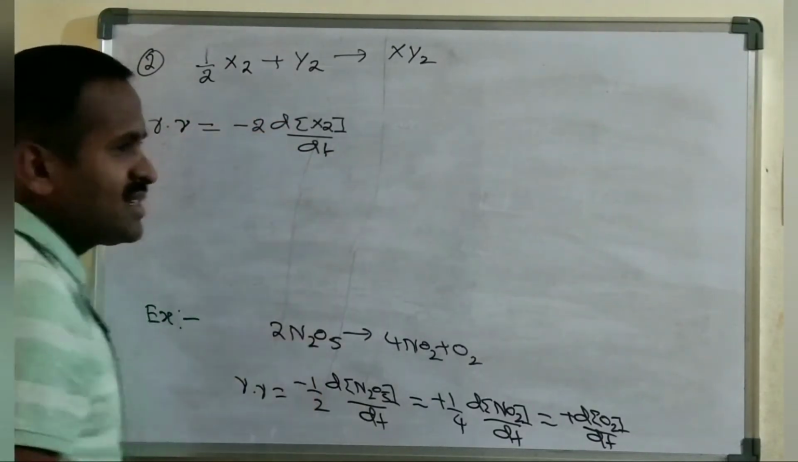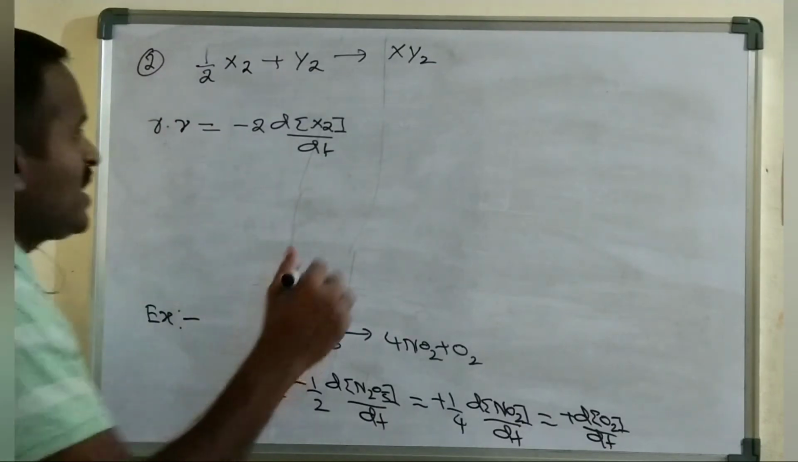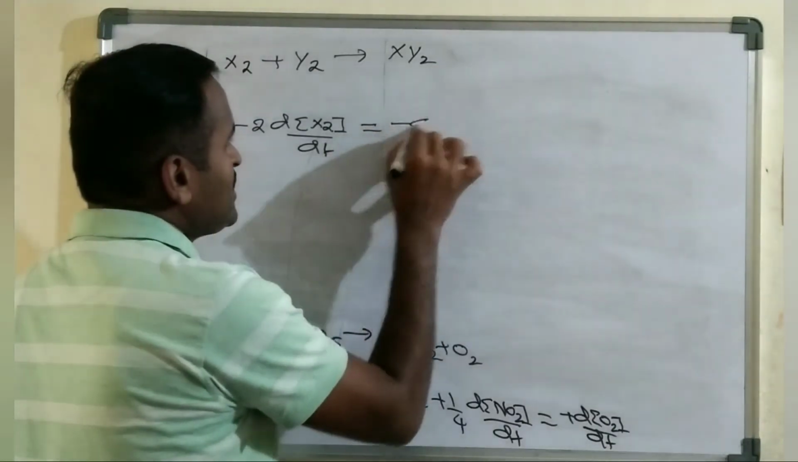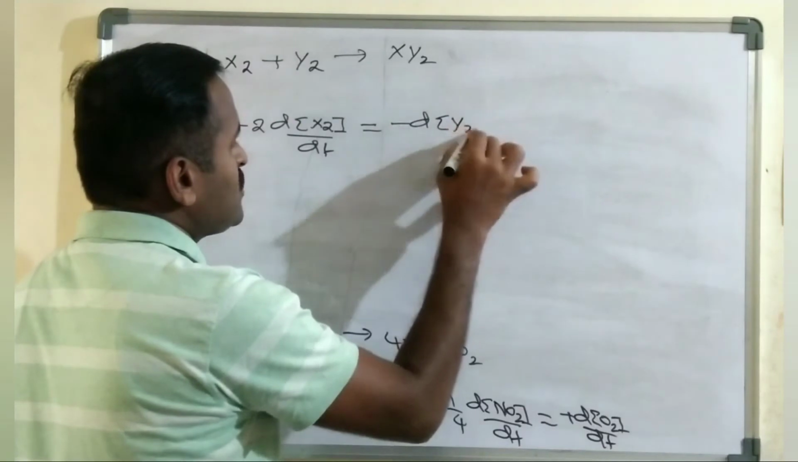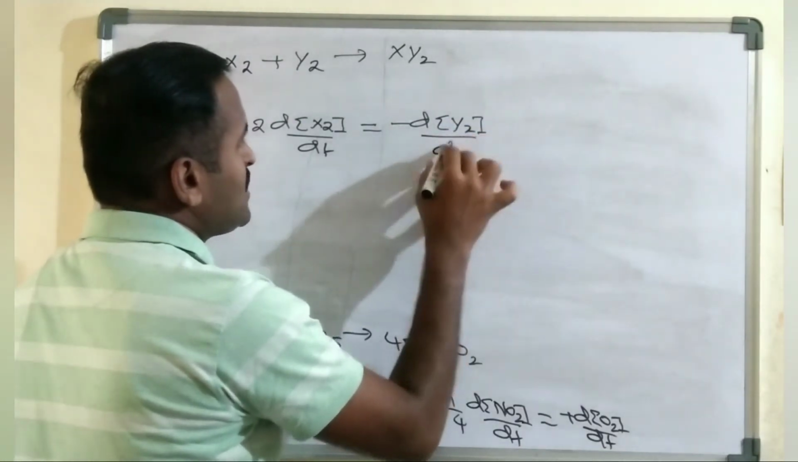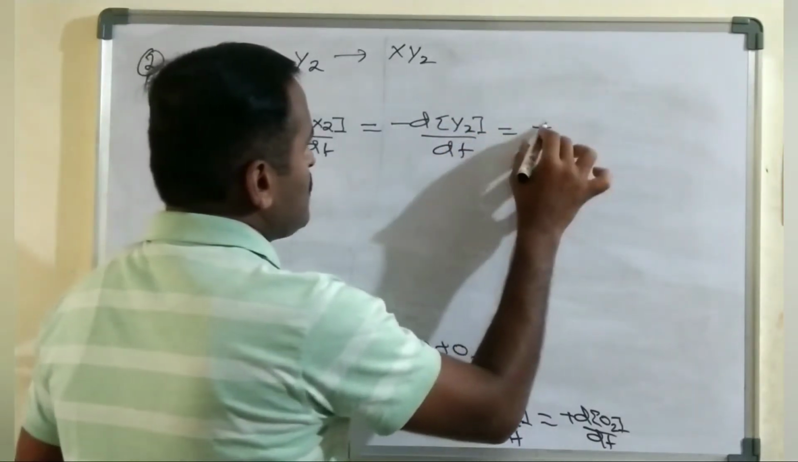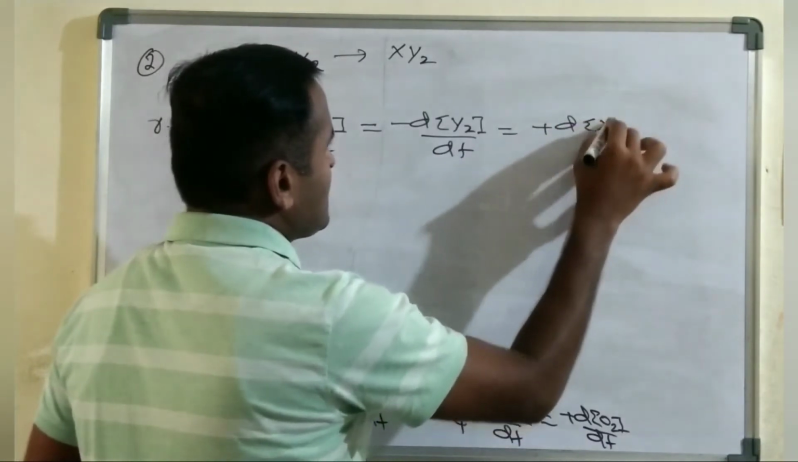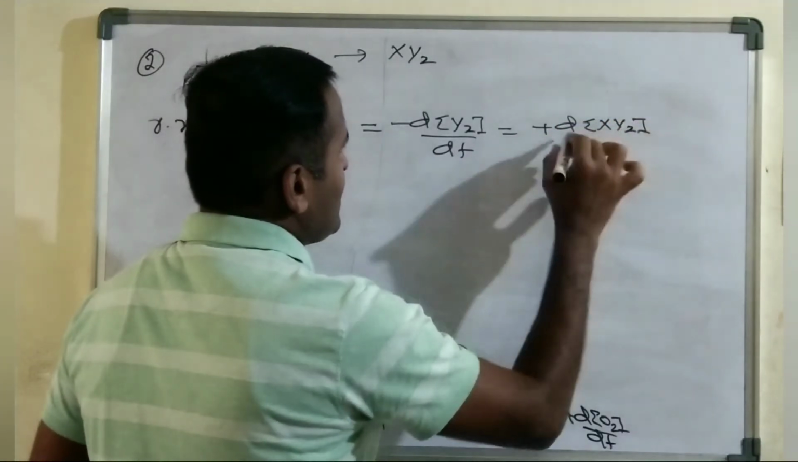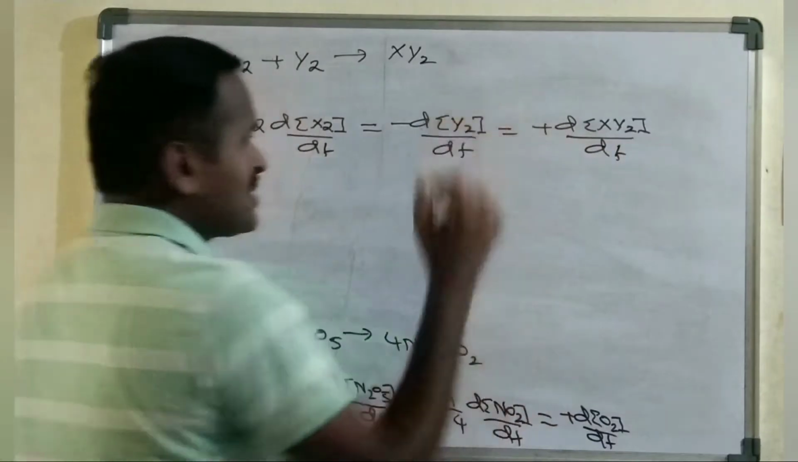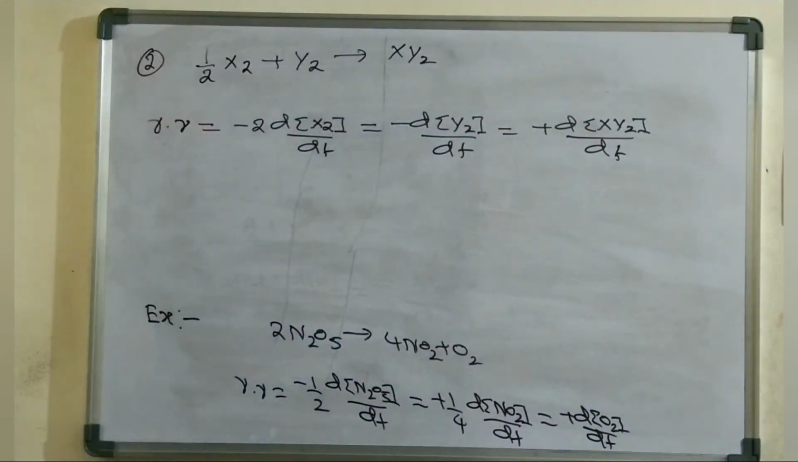The minus sign is because of the disappearance of X2, and I can write that as minus d of Y2 divided by dt, which is equal to plus d of XY2 divided by dt. So this is a simple differential rate law for this reaction.